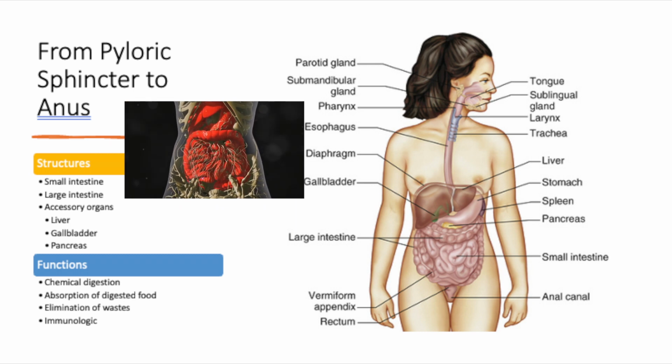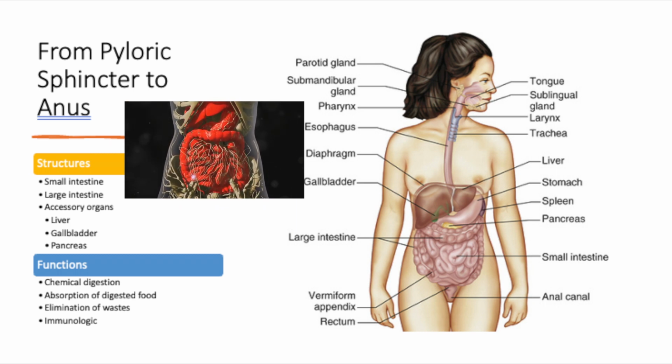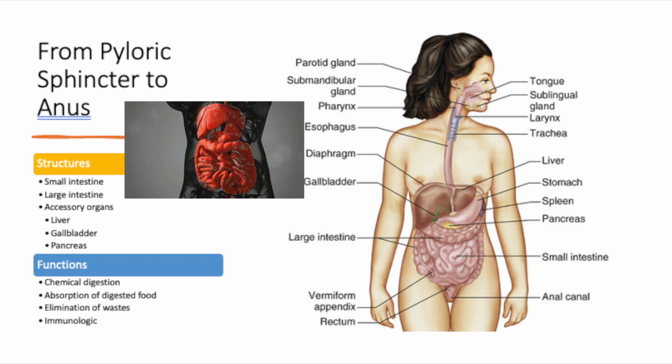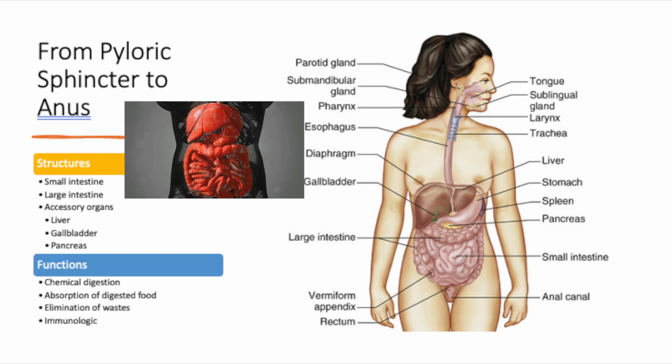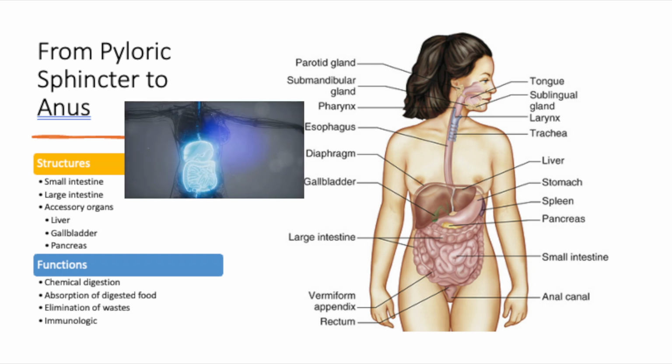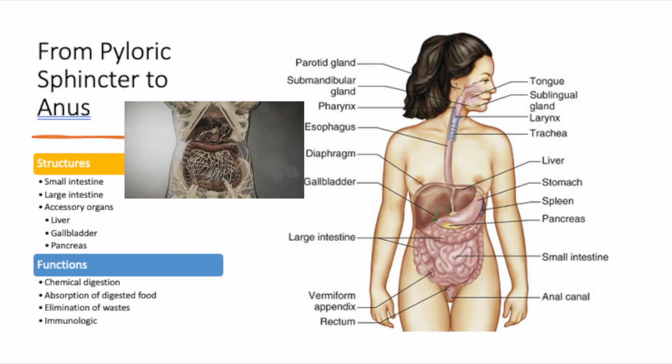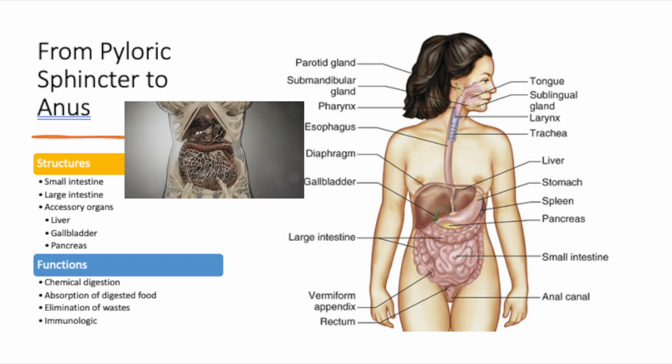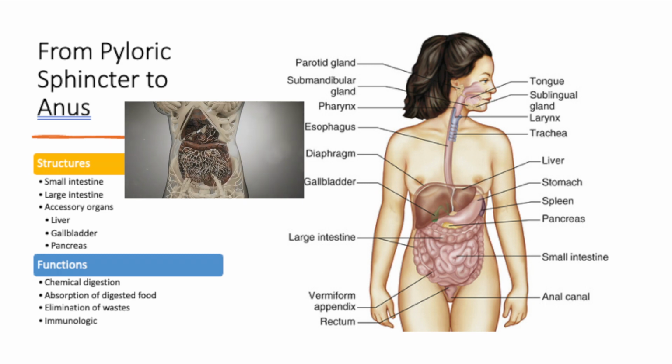In addition, the accessory organs of digestion are included in the lower GI tract and include the liver, gallbladder, and pancreas. These structures serve to complete chemical digestion, then absorb nutrients and water from the digested food. Waste products are then eliminated from the body as feces. Additionally, the lower GI tract plays an important and ever-evolving role in immunologic function with its diverse microbiome.